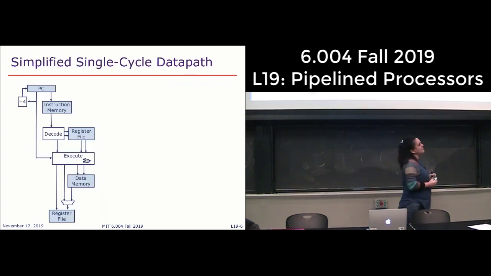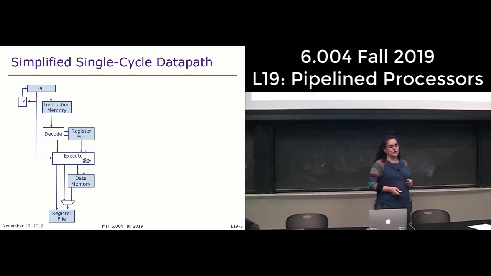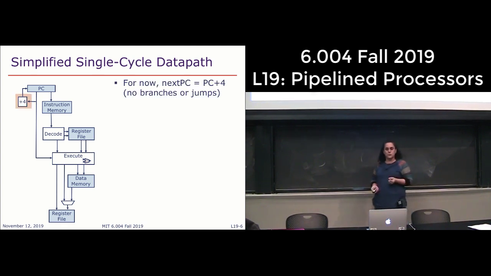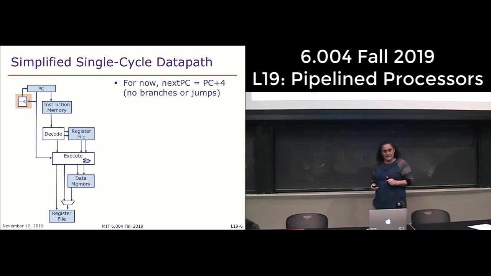All right, so what we've done here is we've taken this data path and we've just redrawn it so that it's easier to tell the 5 different stages, right? There are a few simplifications in this drawing that I want to point out. The first one is that for now, we're always going to assume that the PC is going to be incremented by 4. So for today, we're not going to be dealing with branches or jumps at all. We'll deal with that in Thursday's lecture.